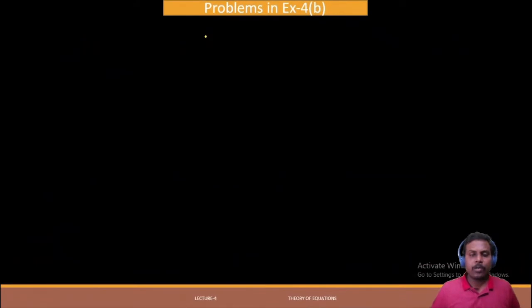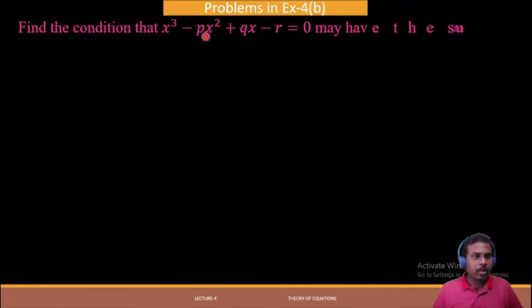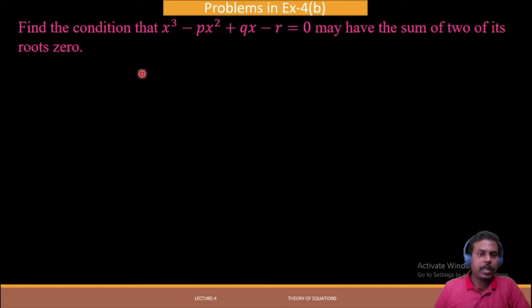Let us solve one more problem. Here is our next problem. Find the condition that x cube minus px square plus qx minus r is equal to 0 may have sum of two of its roots as 0. Now we have to find out the condition if sum of two roots of a cubic equation is 0. Okay, let us solve this question.